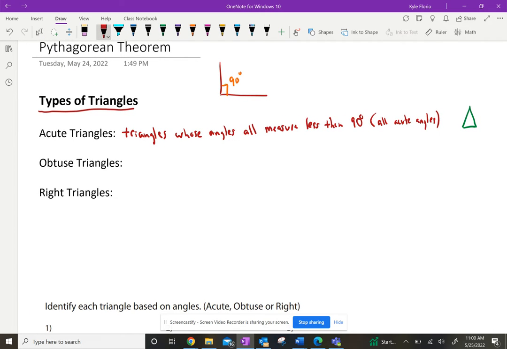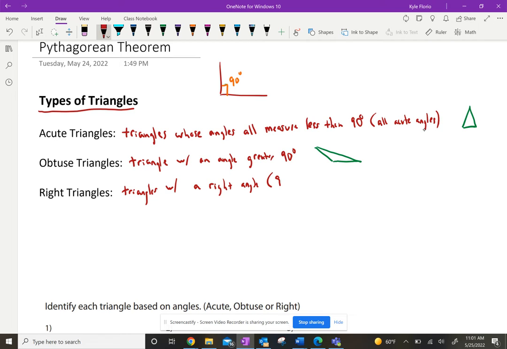An obtuse triangle is where one of the angles is over 90 degrees. So triangles with an angle greater than 90 degrees. So for example, you could have a really wide angle that's bigger than the 90 degrees up here. That's an obtuse triangle. And a right triangle is just a triangle with a right angle. Triangles with a right angle, a 90-degree angle.